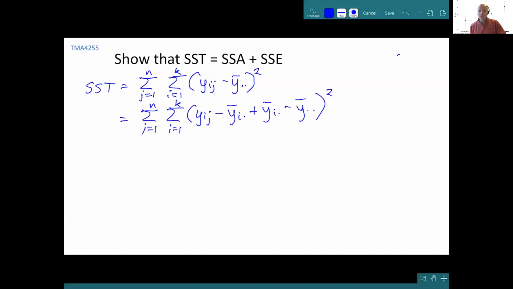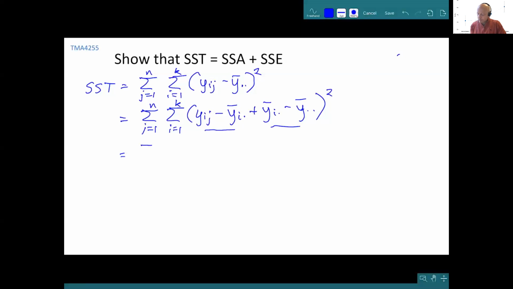I've done nothing so far. The only thing I did was to subtract y bar i dot, so the group mean number i, and I took plus the group mean of y. So I just added 0 more or less. But now I can take this quadratic form and multiply it so that I can split it into the first component and the second component and a cross term. So let's do that.